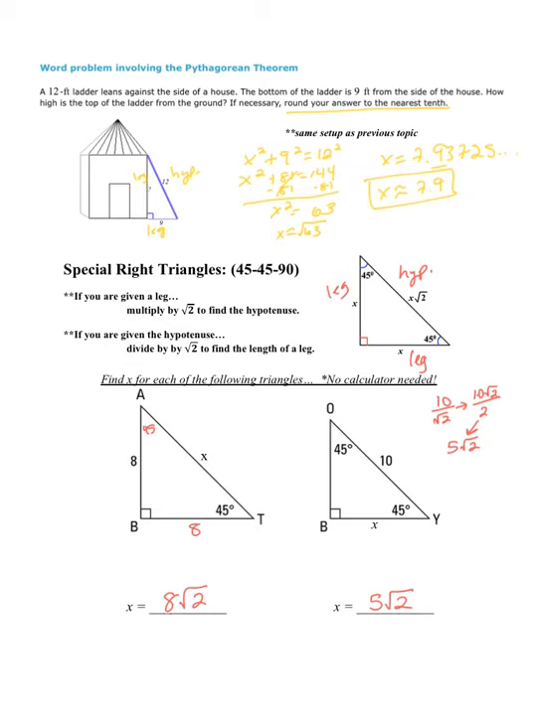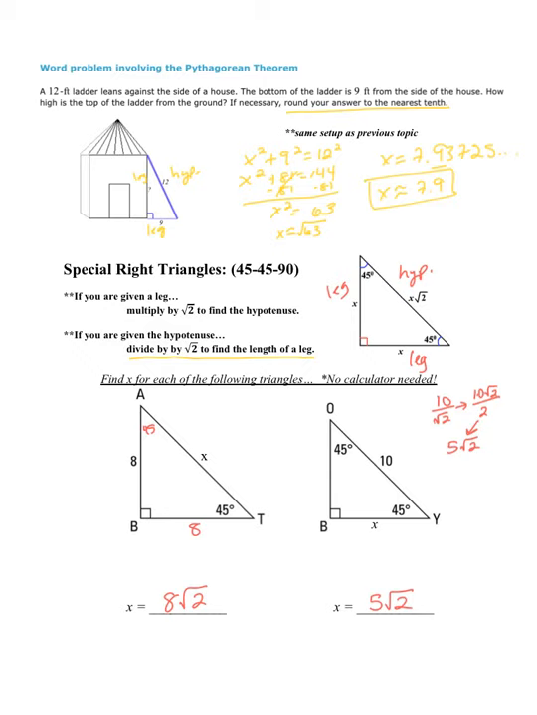All right? So you are given the hypotenuse, divide by the square root of 2 to find the length of the leg. You don't need a calculator. We call these exact answers because they are fractions, or sometimes not fractions, but we're not doing decimals. All right? We are doing this without a calculator. We are writing our answer in radical format.